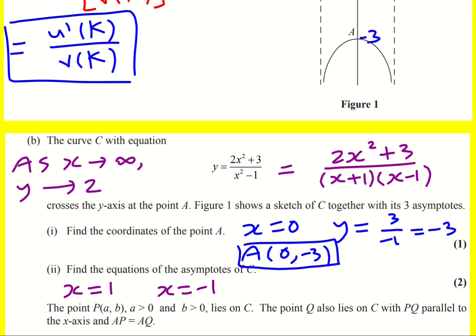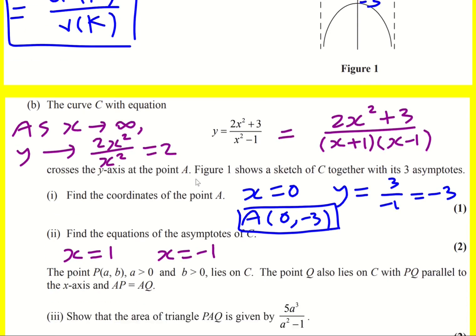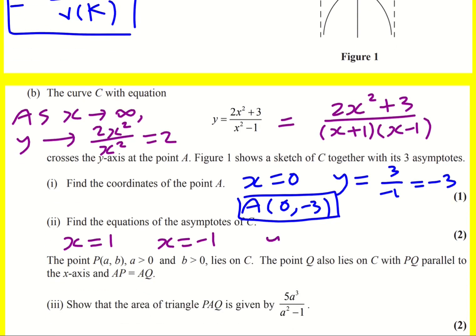Maybe I should just put a little bit more working in. So it'll actually tend to 2x squared over x squared, which is equal to 2. And therefore, the other asymptote is going to be y is equal to 2.